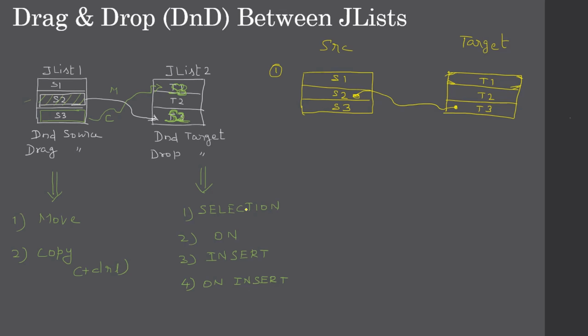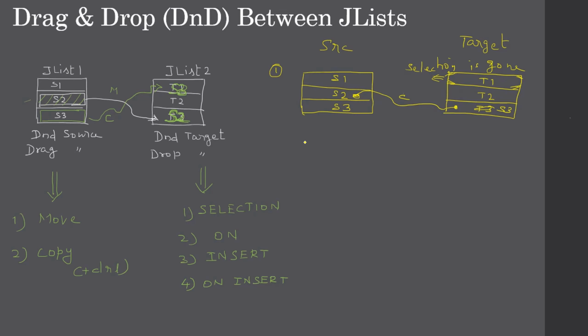So with the selection mode, what happens, the selection here on T1 will get removed. So let's say this is a copy operation. Item T3 will be replaced by S3, and in this selection, there is no item that gets selected here. The very first item was selected previously, right, before the drag and drop. That item is now deselected. That means the selection is gone.